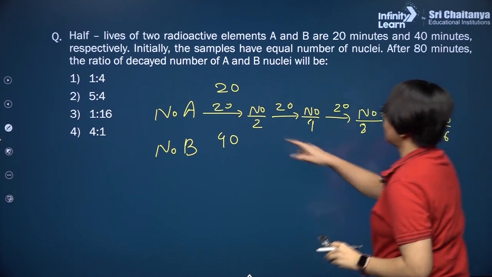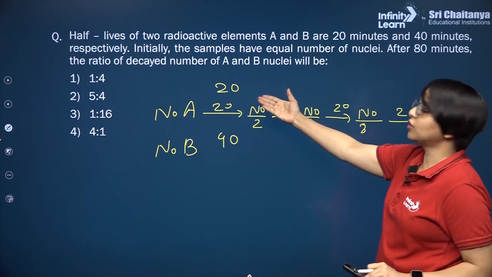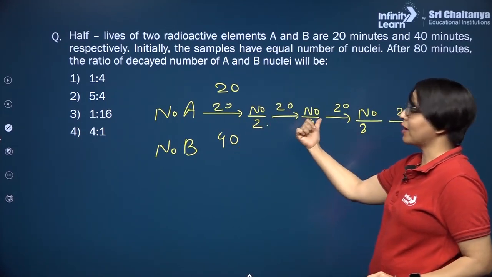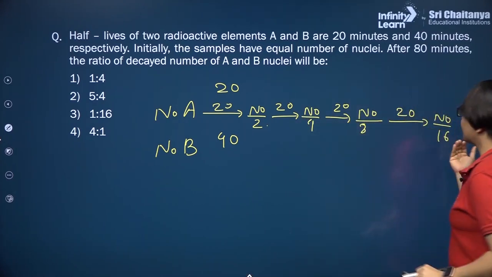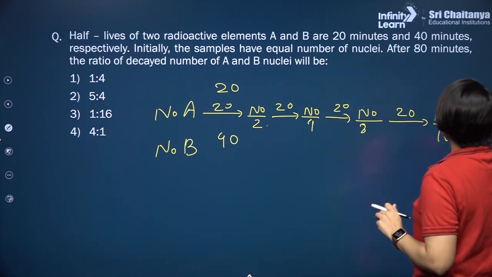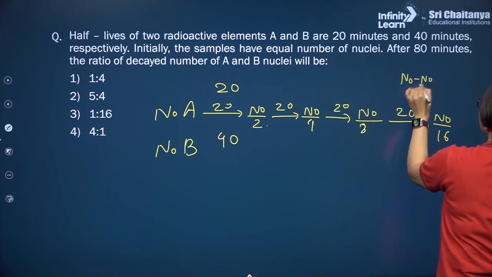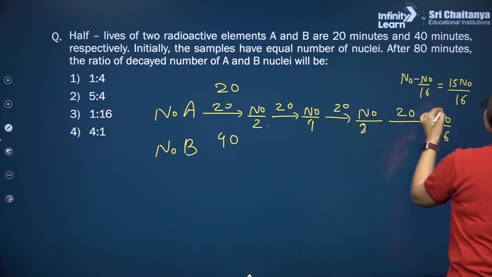Okay, so these are 80 minutes, 20 plus 20 plus 20 plus 20, because 80 minutes is equivalent to 4 half-lives. So in one half-life, N0 by 2, another half-life, N0 by 4, another half-life, N0 by 8, and another half-life, N0 by 16, right? So basically left are N0 upon 16, so decayed are N0 minus N0 upon 16, which is 15 N0 upon 16 for A.